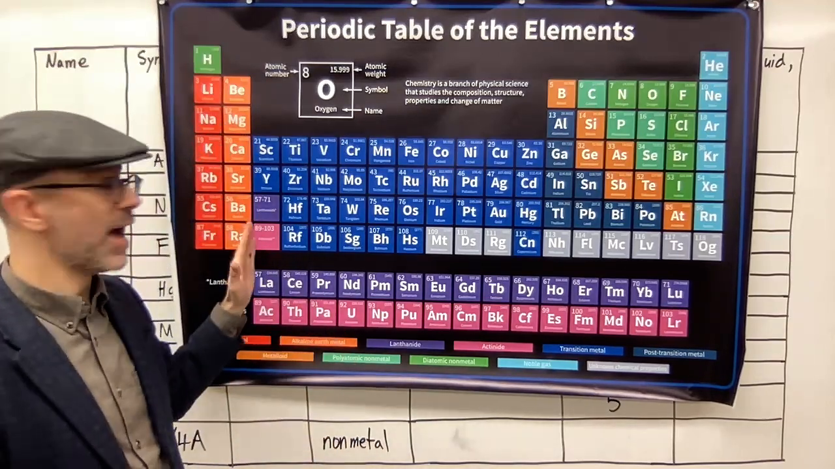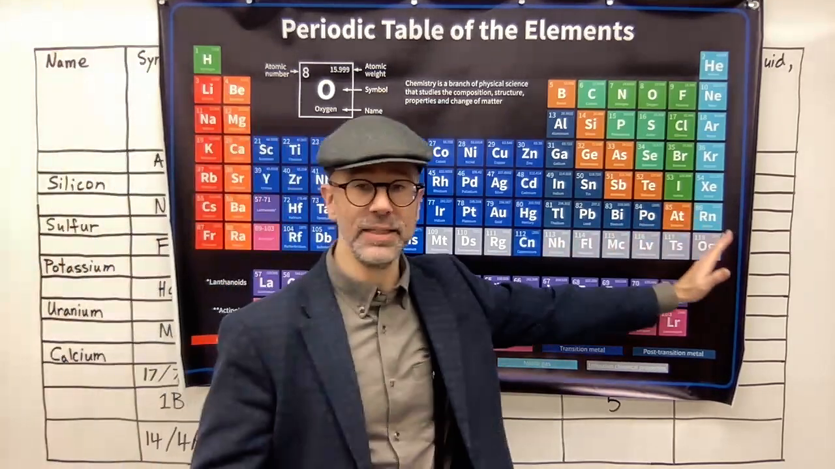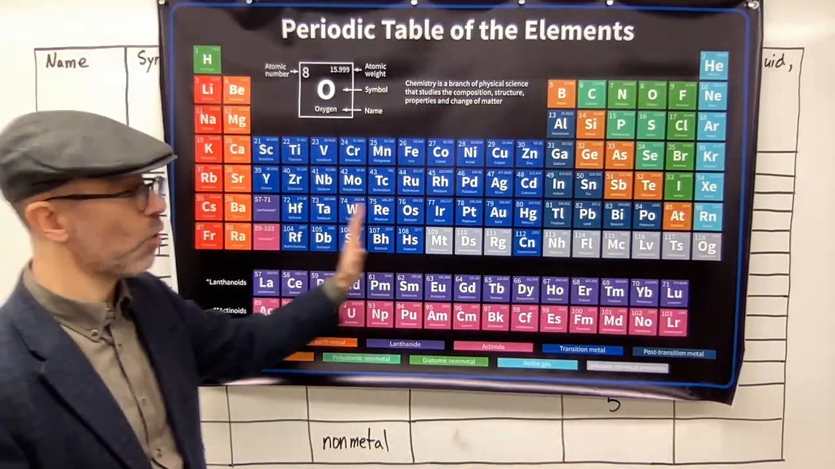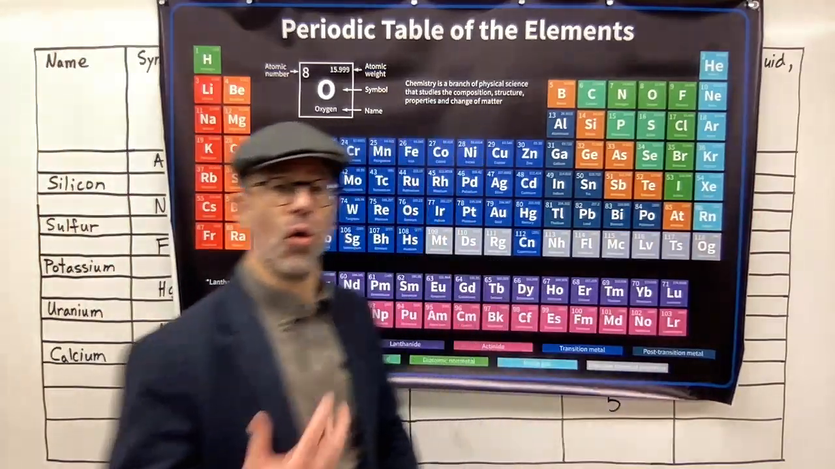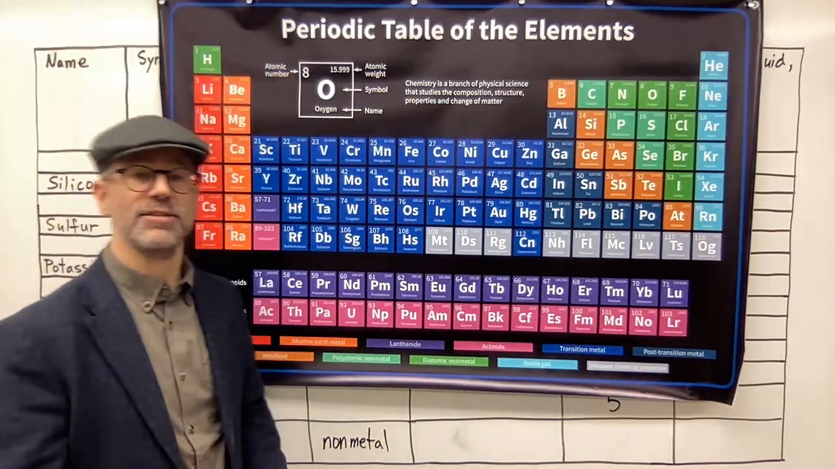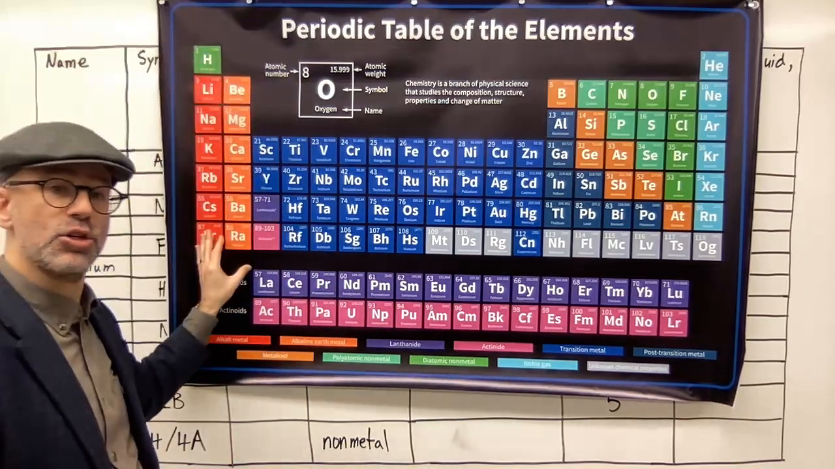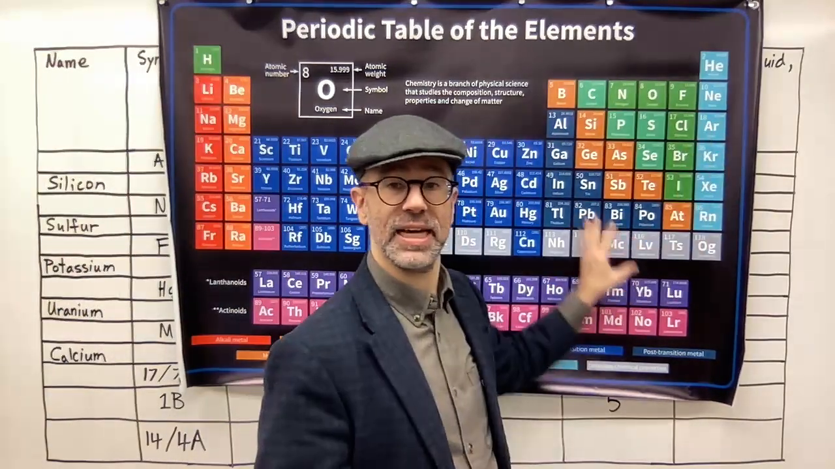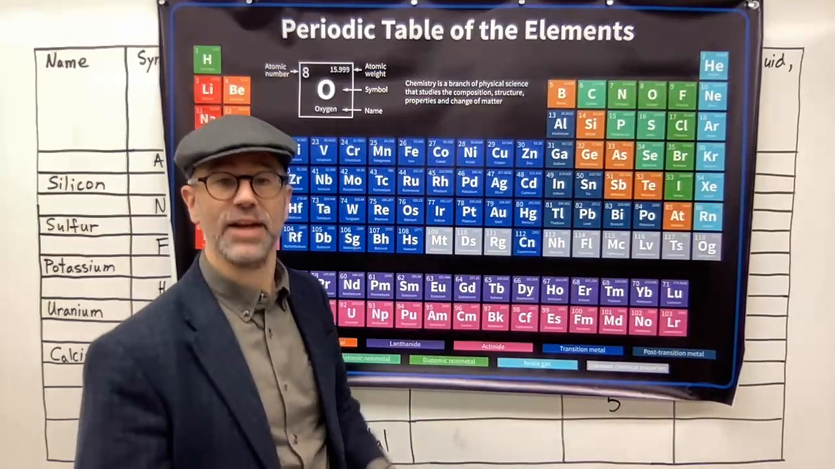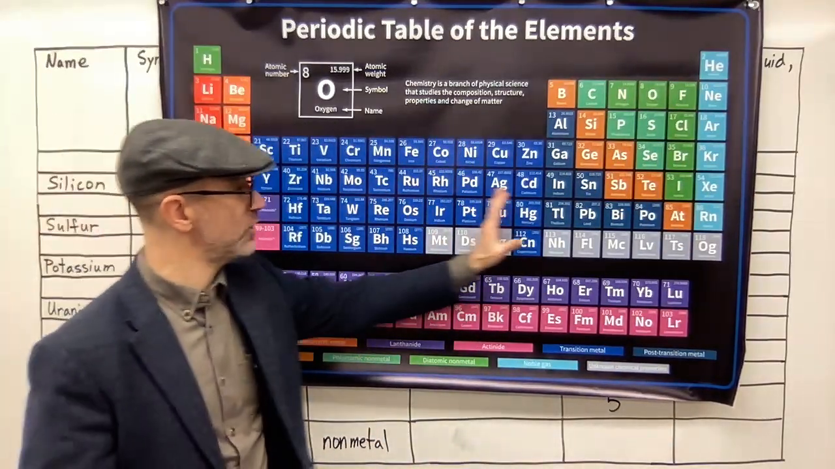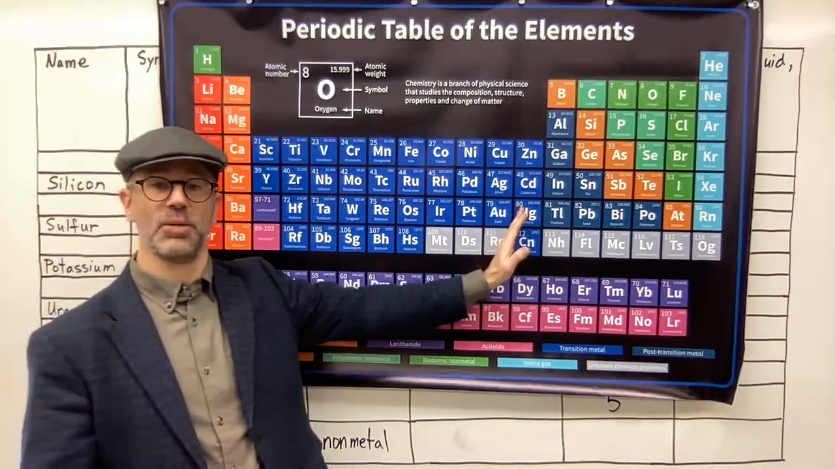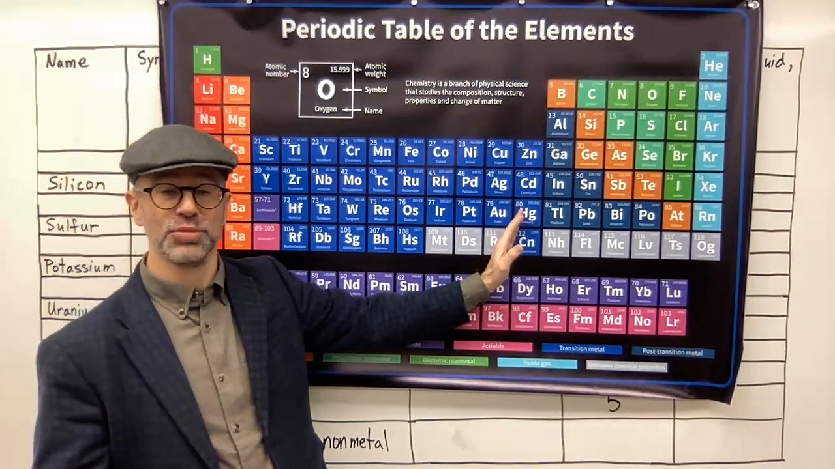So again, IUPAC is 1 through 18, right? 1, 2, 3, 4, all the way to 18. Or the older way is to divide them into A groups and B groups. Again, these 2 and these 6 are the A groups, and the transition elements, these are called the transition elements, are the B groups.